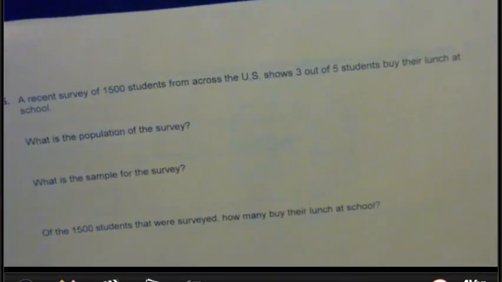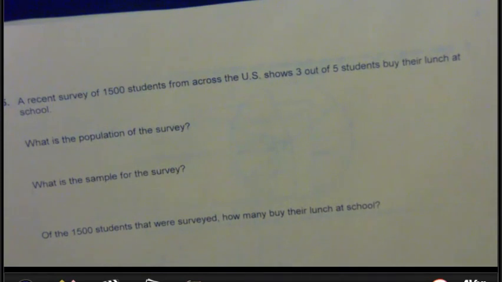Number 5. A recent survey of 1,500 students from across the U.S. showed 3 out of 5 students buy their lunch at the school. What is the population of the survey?